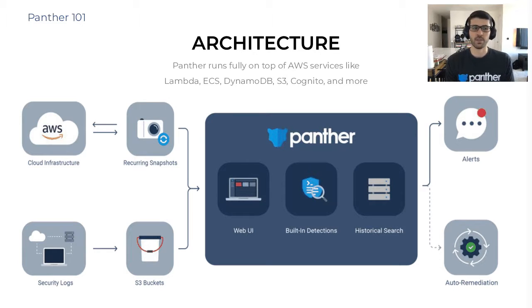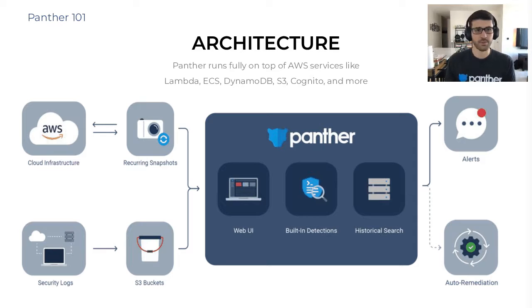And from the security engineer, security analyst perspective, they're interacting with the UI to build these detections, to browse the resources, to browse the alerts, do any of their triage work, and configure these alerts. So on the right side, we see alerts as our output. This can be Slack, PagerDuty, etc. Optionally, we can automatically remediate some broken cloud infrastructure as well. And I'll walk through that a little bit more later.